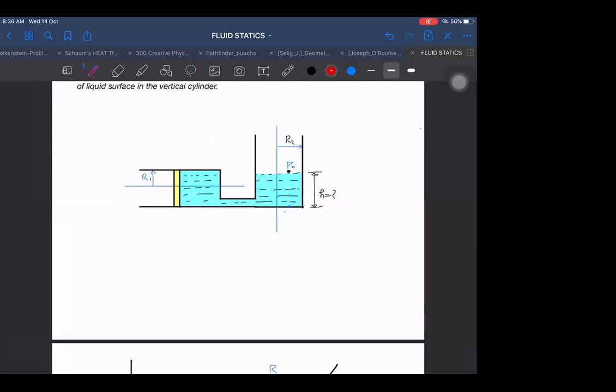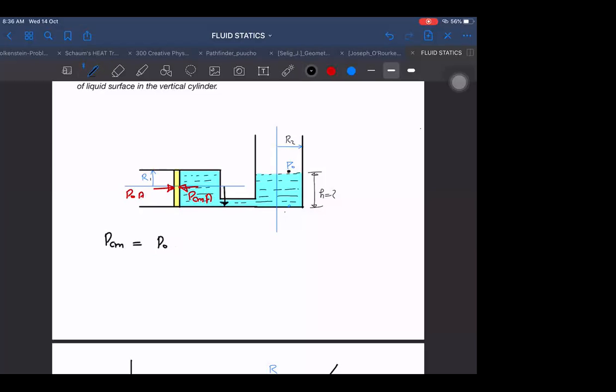Let me do it here. Equals to R. See, this side force is P naught into area, and this side it is PCM into area. I have to equate these. Then I am getting PCM is equal to P naught.